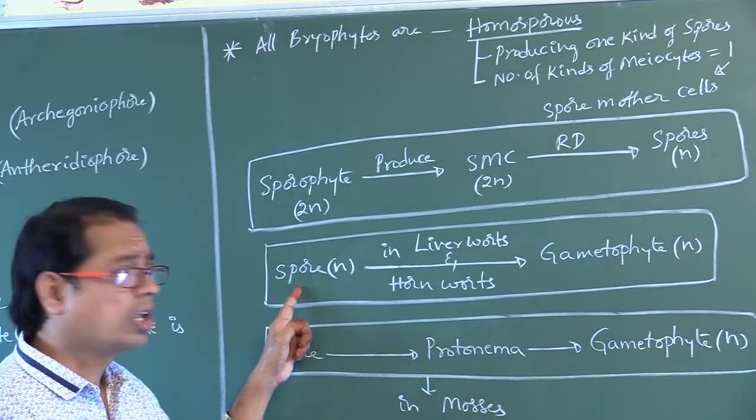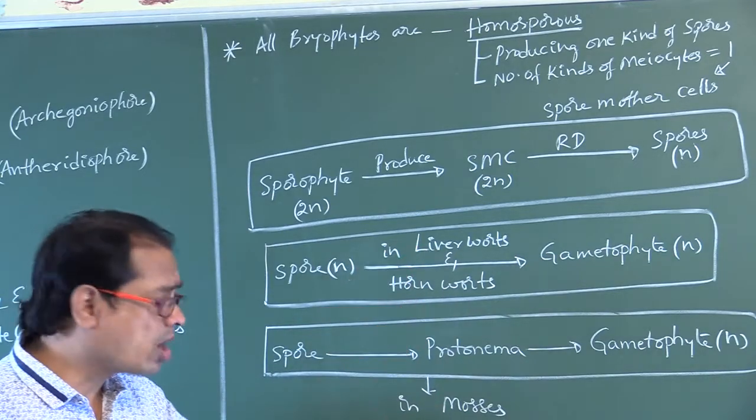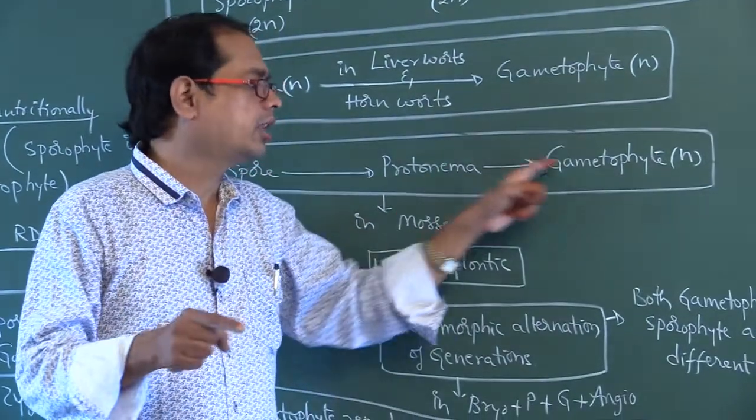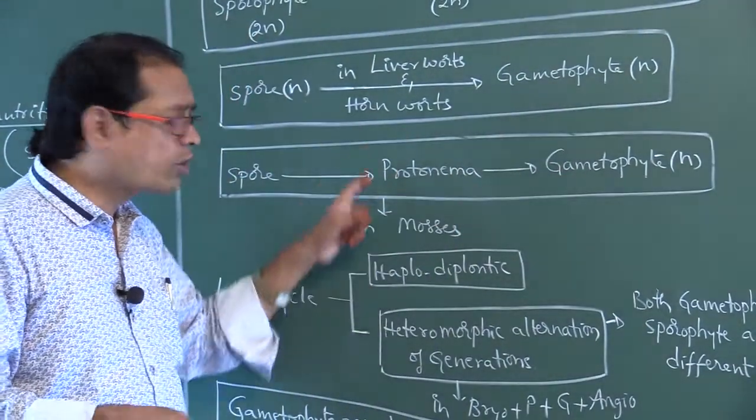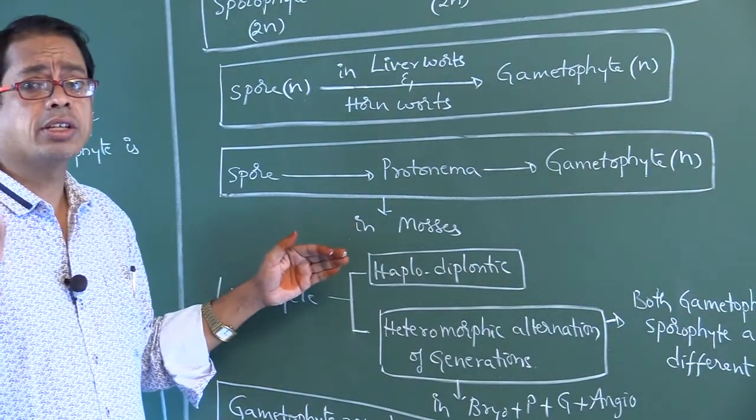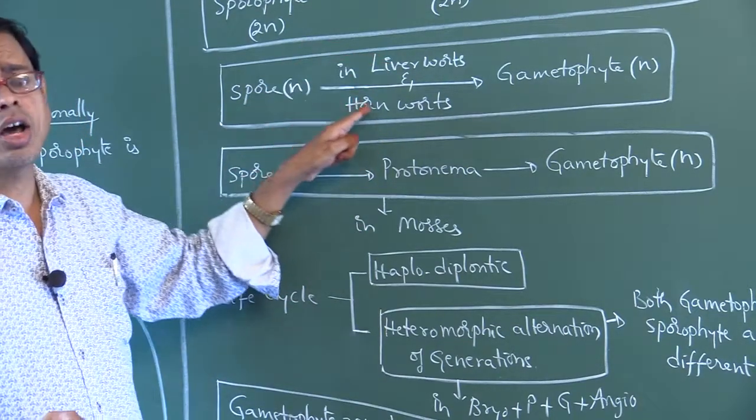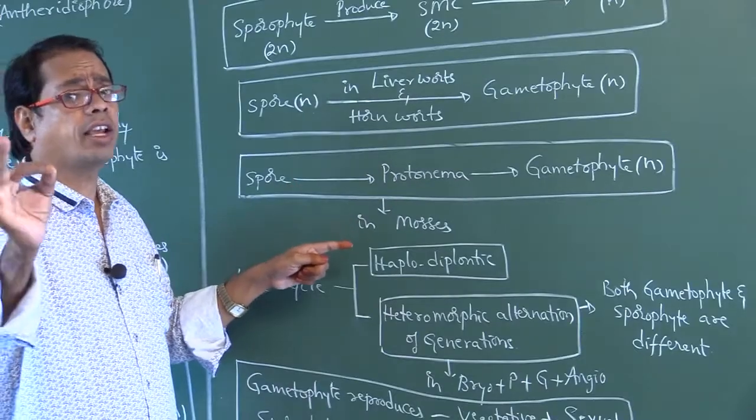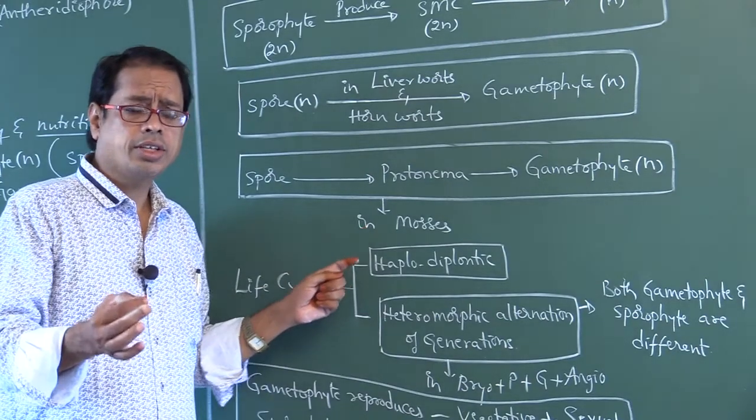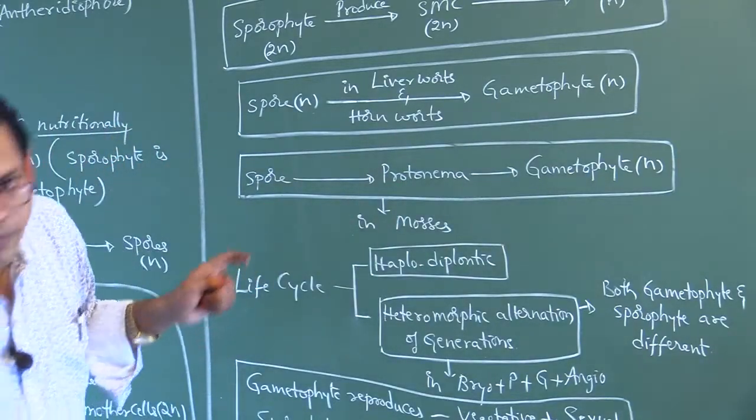Next, the spore directly develops into the gametophyte in liverworts and hornworts, whereas in mosses, the spore first of all develops into protonema and then the gametophyte. Protonema is found in the life cycle of mosses. Very, very important point: protonema is not found in the life cycle of liverworts and hornworts. Protonema is found in the life cycle of mosses. Do you understand, my dear students? So, protonema is developed from spore.